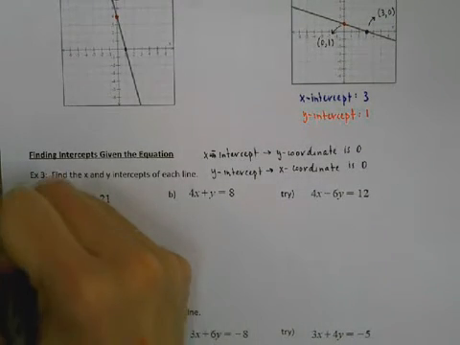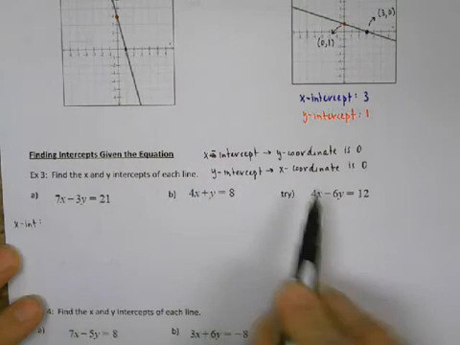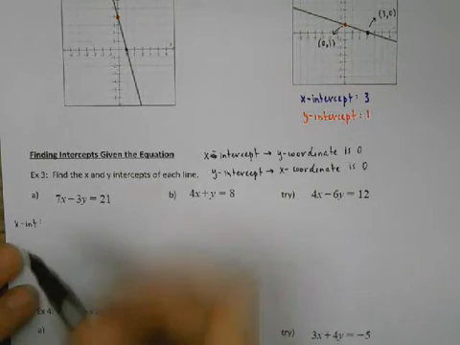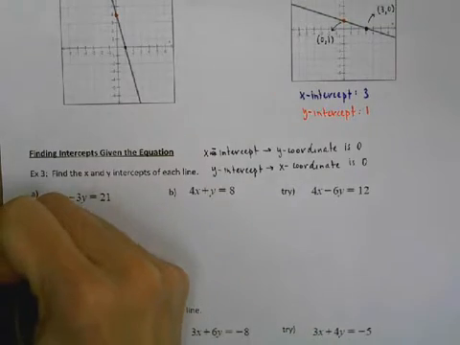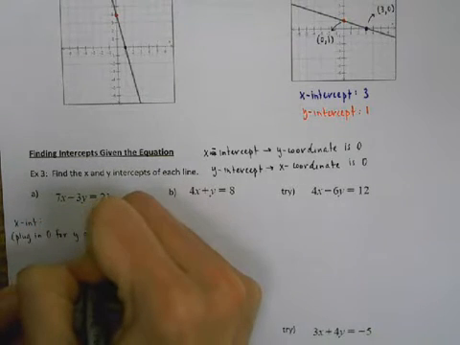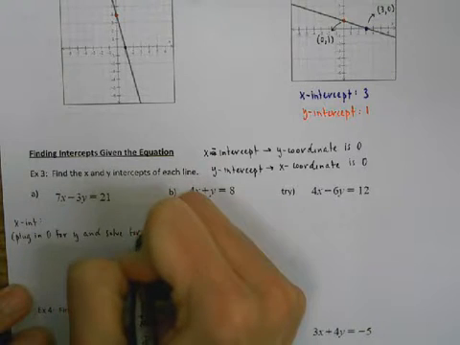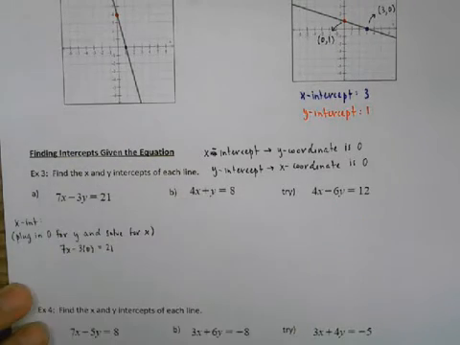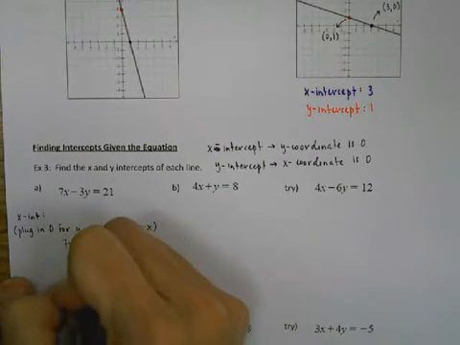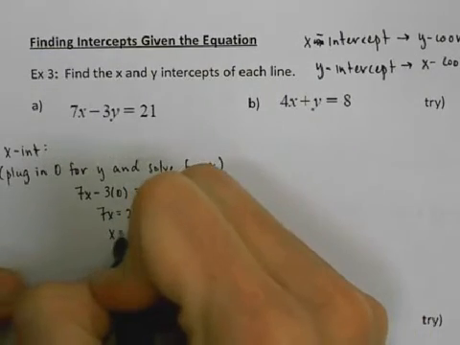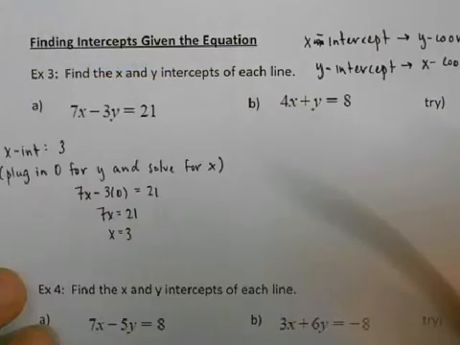So here's my equation. Let's say I want to find the x-intercept. We just said for the x-intercept, my y-coordinate is 0. So to find the x-intercept, I'm going to take my equation, but I'm going to plug in 0 for y, and then solve for x. So in this case, I have 7x minus 3 times 0 equals 21. Well, 3 times 0 is just 0, so I get 7x equals 21. I can easily solve that by dividing by 7 on both sides, and if I do that, I get x is equal to 3. So my x-intercept is 3.